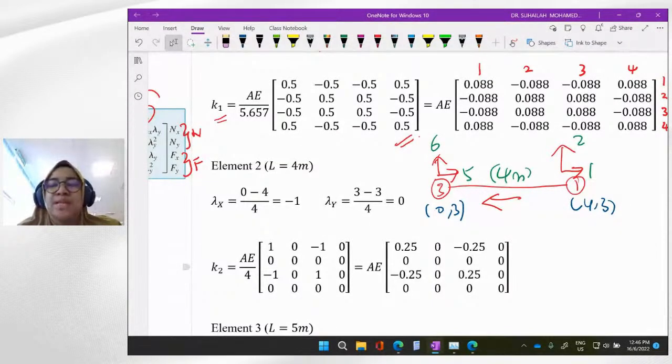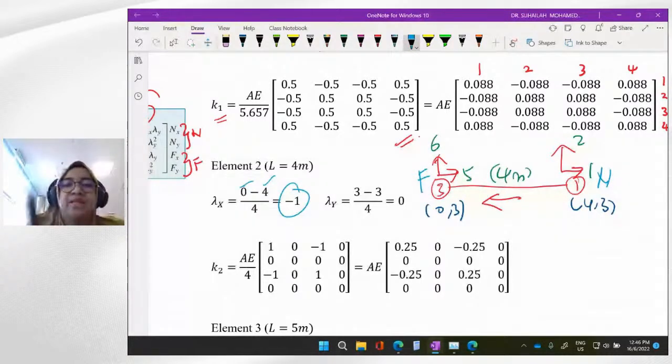So from this we know that 3 is far, 1 is near. We continue to calculate lambda x and lambda y. Lambda x is far minus near, so 0 minus 4 divided by 4, we get negative 1. For lambda y, it is 3 minus 3 divided by 4, it is 0. Basically, if it is a horizontal member, we will find that the stiffness matrix has many zero values like this.